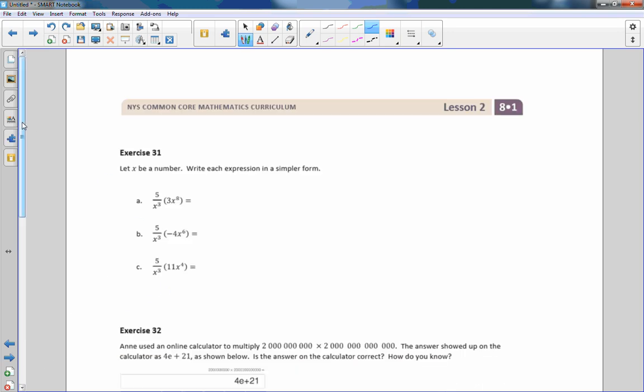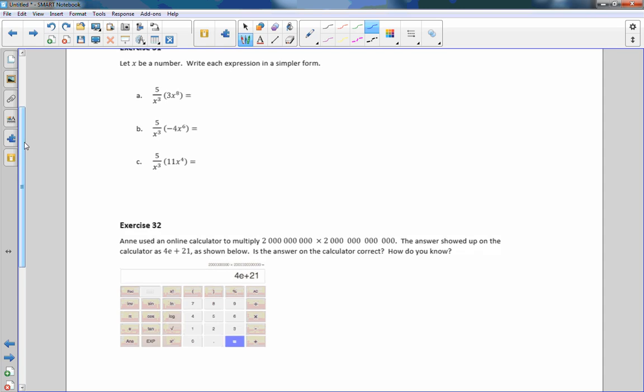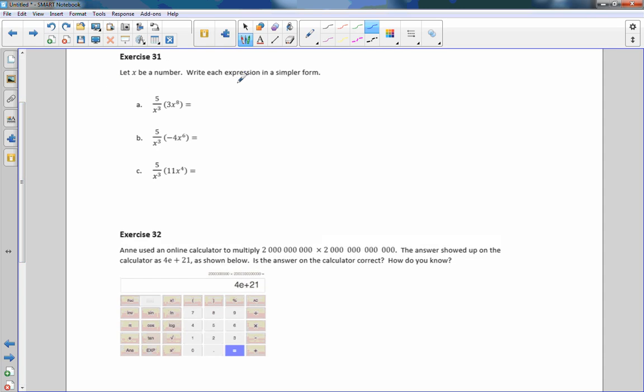Okay, exercise 31. Let x be a number. Write each expression in simplest form. 5 over x cubed times 3x to the 8th equals what? I'm going to rewrite this.